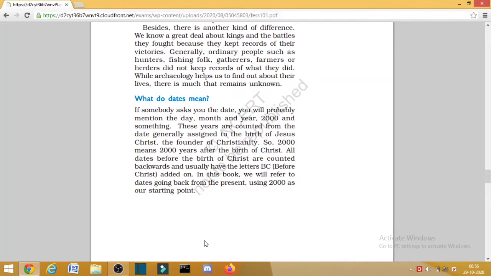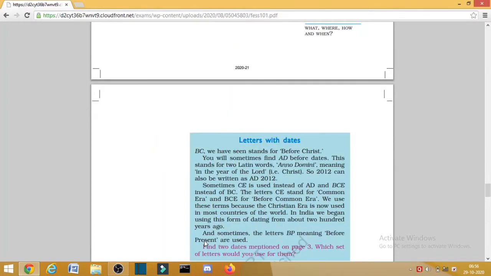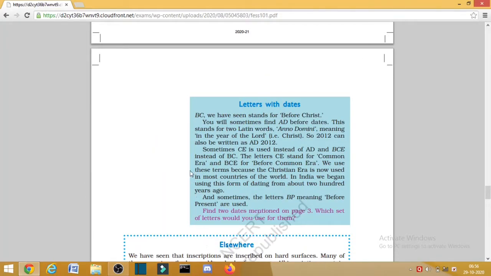Okay, boys. Let us proceed to page number 8. Here you see these letters and dates. You have to keep it in your mind. BC stands for before Christ, before the existence of Jesus Christ. So the full form of BC is before Christ.